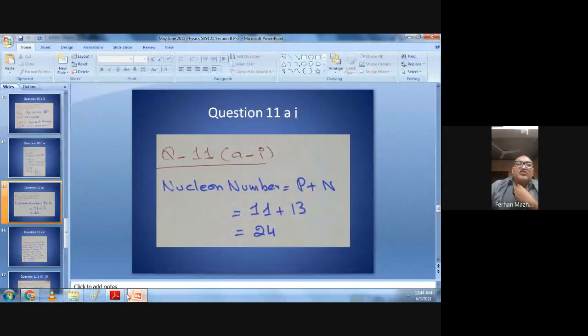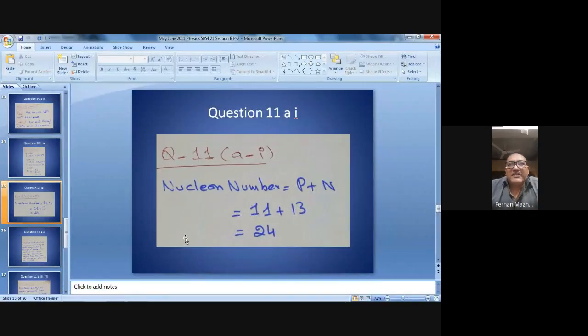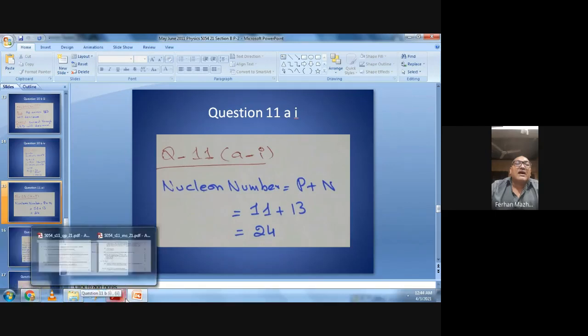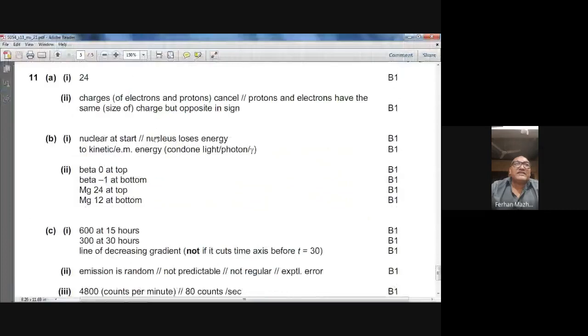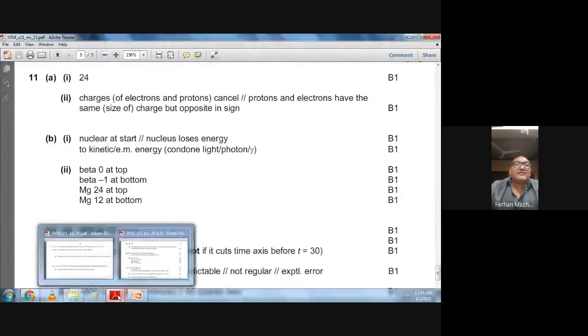Okay. So on your screen, you can see the nucleon number is equal to the proton number plus the neutron number. So 11 plus 13, 24. That will be the nucleon number. Let's check the marking scheme. What the marking scheme says, question number 11, part A, you can see 24 is the answer.